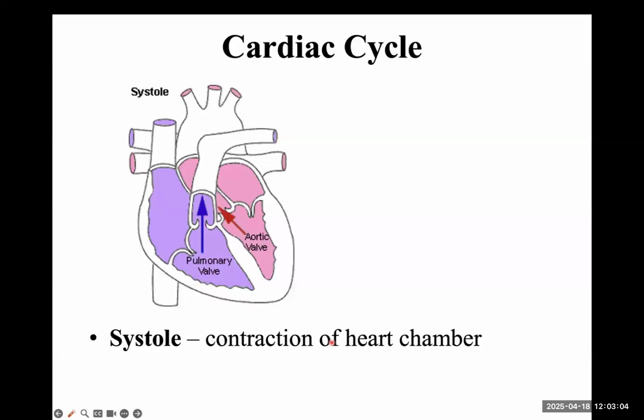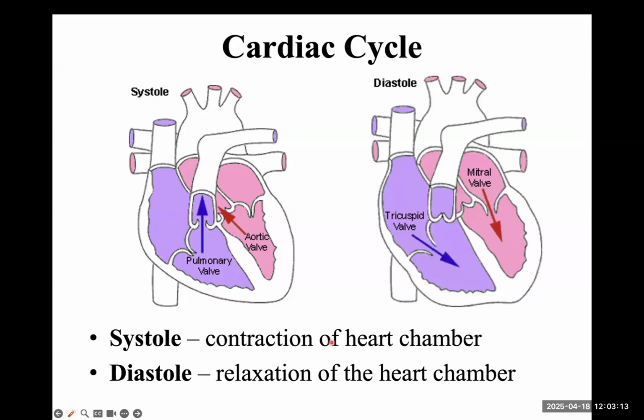So let's go ahead and look at this. Before we talk about this, let's define two words. One is systole, you may have heard about this. The other one is diastole. Systole is contraction of the heart chamber. When you get your blood pressure checked, they put the blood pressure cuff on you, they give you a reading. These two numbers represent systole and diastole. So systole is contraction of the heart chamber, diastole is the relaxation of the heart chamber.